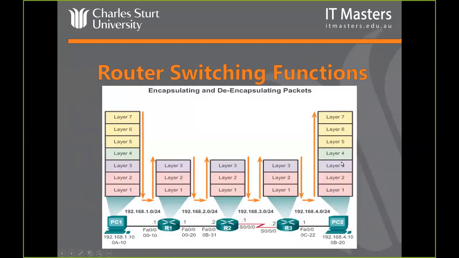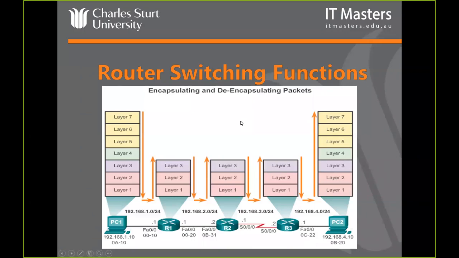So just quickly here, this again is what I was talking about before with the encapsulation in the routers. You can see that we've got the OSI model layers there. So the traffic flows down the stack on PC1, gets passed to router 1, where it does its layer 1 to 3 stuff, because routers only work at layer 3. They don't have to go any further than that. Sends it across to router 2, layer 1 to 3 again.